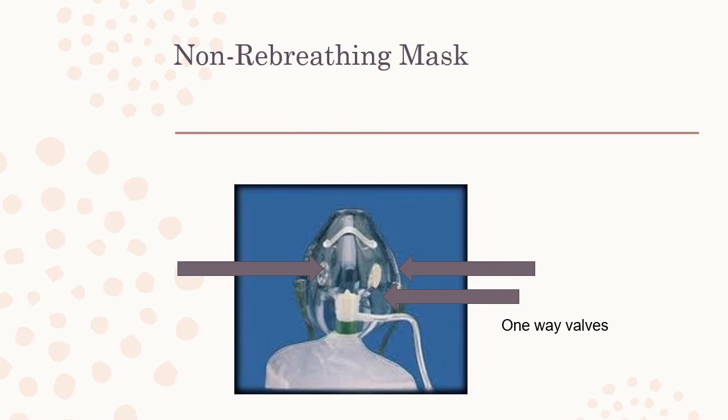Here is a non-rebreathing mask. As you can see, there are valves, one-way valves, at the arrows. Notice that one of the one-way valves is missing. That's a safety feature.